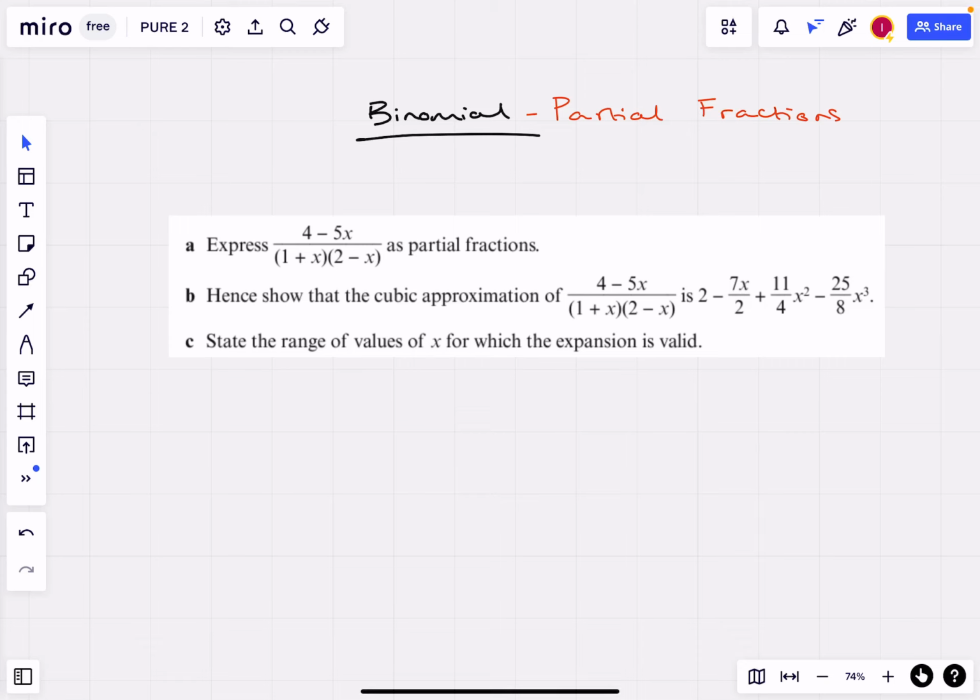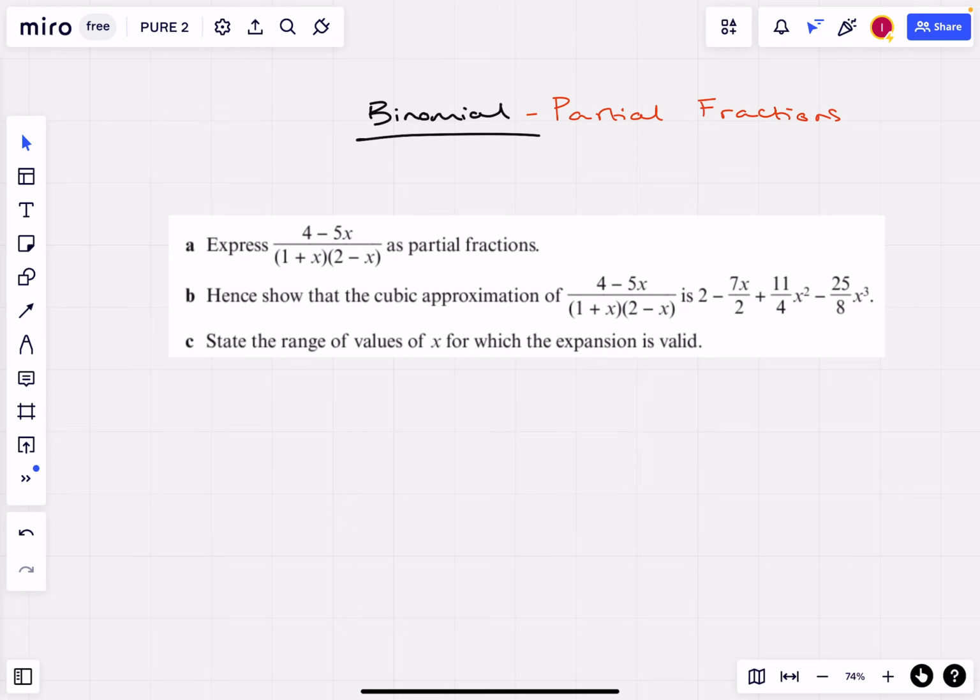If you thought, oh my days, binomial is so long, how can it get any longer? Guess what? They managed to make it longer. Now, they're going to ask you to do partial fractions first, before even doing binomial. So can you try it, please?